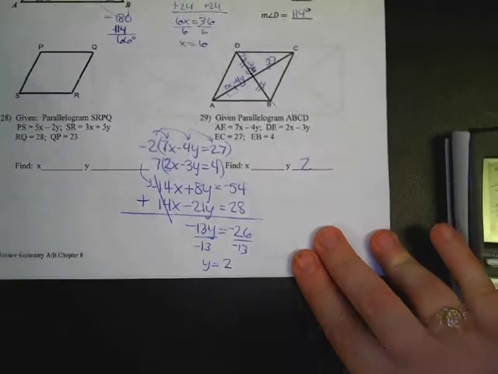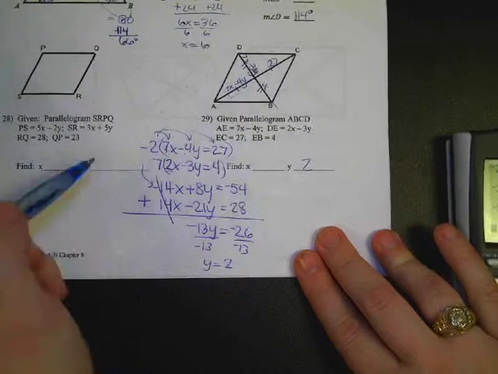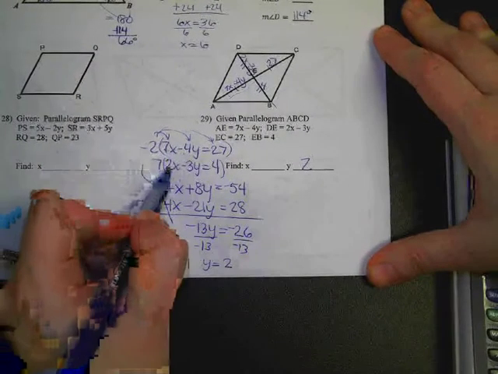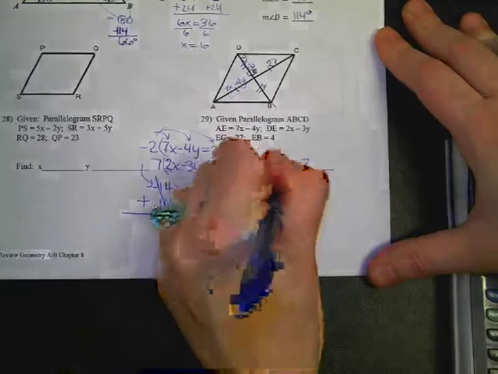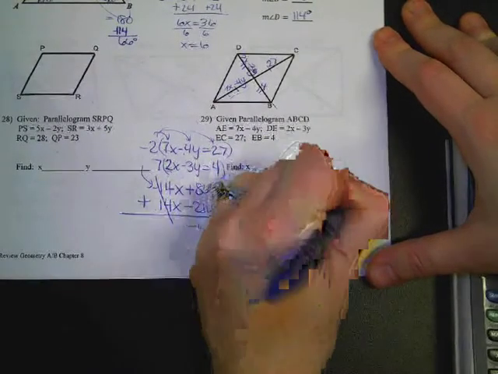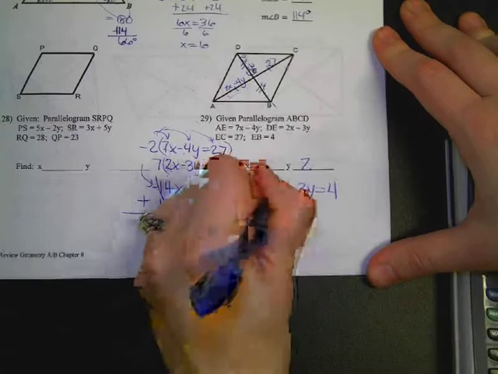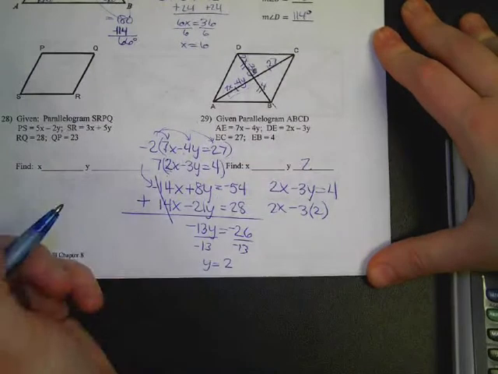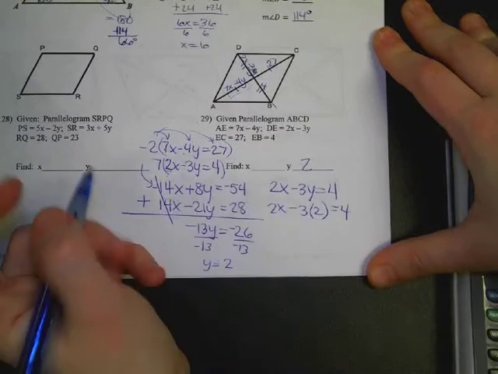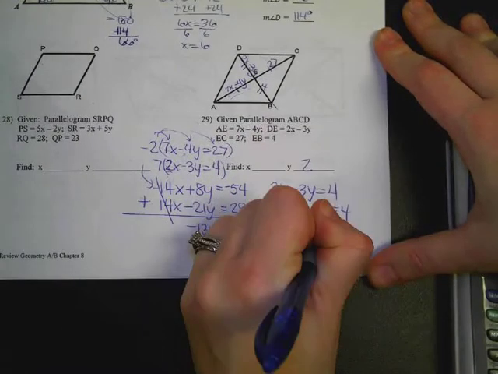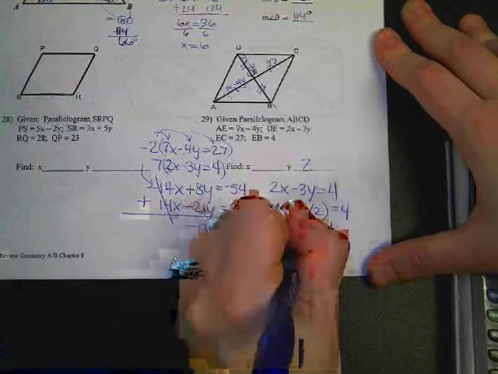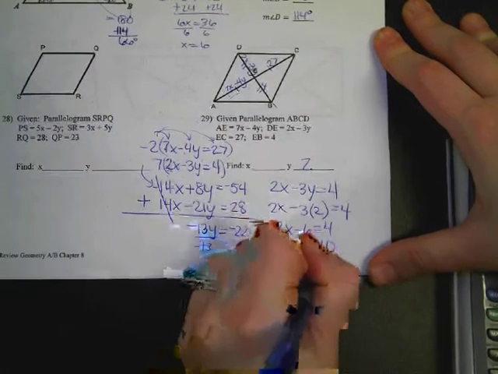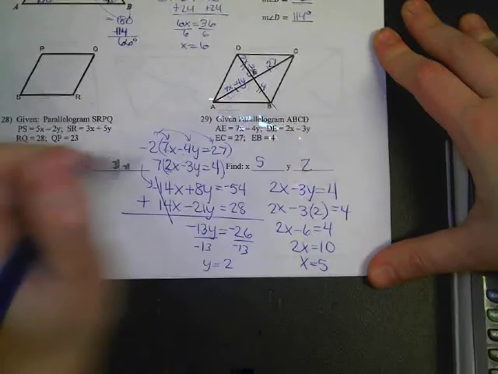Now to find your x, you can take this 2 and just plug back into the original equation, or one of them. It doesn't matter which one. I'm going to pick the 2x minus 3y equals 4, just because that's smaller numbers. And I like small numbers. So 2x minus, instead of 3 times y, I'm going to put what I found for y to equal. So that would give me 2x minus 6 equals 4. I'm going to add 6 to both sides, which gives me 2x equals 10. And therefore, divide by 2, x would give me 5.